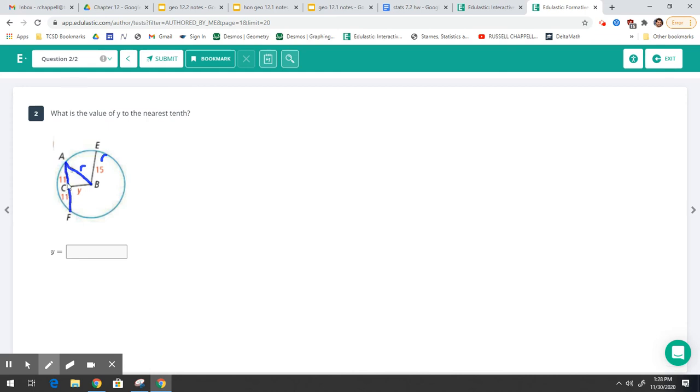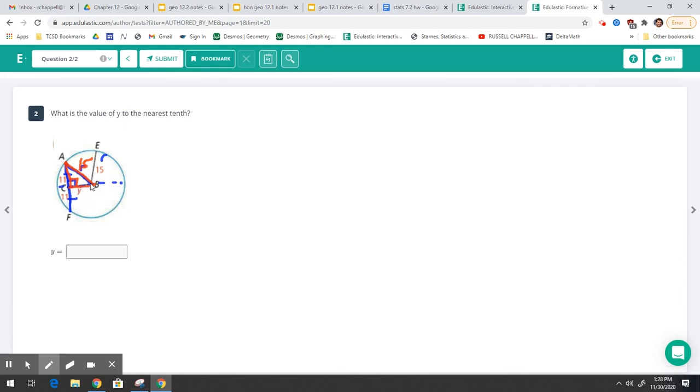Notice what's happening here. AF is bisected, 11 and 11, which means that BC, which is a part of this diameter, is going to be perpendicular to chord AF. And here is my right triangle. Now, this r is the same as the other r, because in any circle, the radii are congruent all around. So that r is a 15. This is an 11. I need to find y.